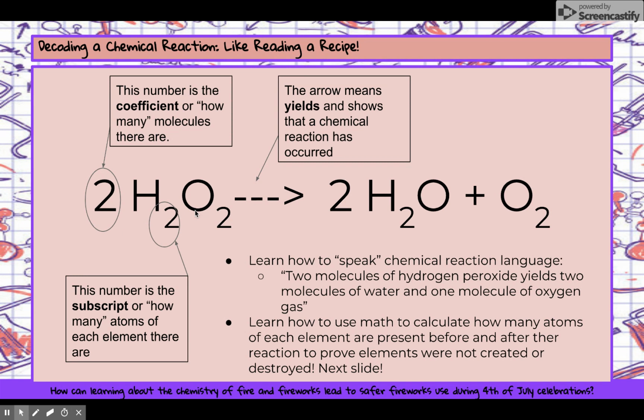What we need to do now is to figure out if the elements that went into the reaction, the reactants, are in the same amount as the elements that come out of the reaction, the products. So what we need to do is use math to calculate how many atoms of each element are present before and after the reaction to prove elements were not created or destroyed. And this will show us if the equation is balanced.